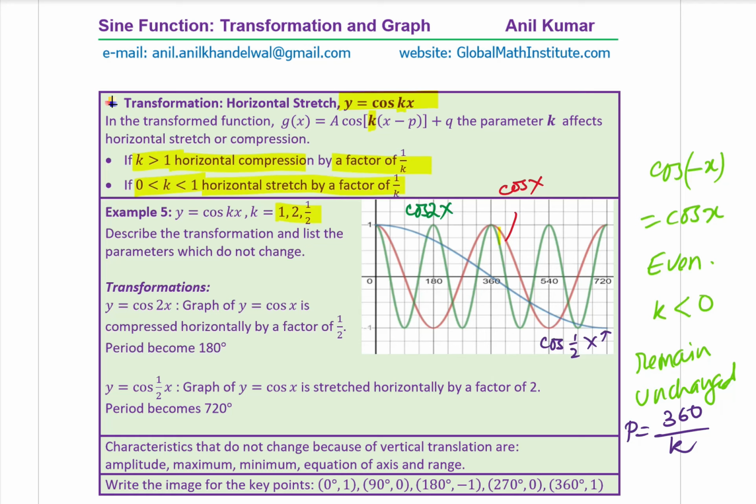I'd like you to go through this, read all the text, and then once again, we have a similar question. Characteristics that do not change for this transformation are what? Correct? These are very important things to understand. These are amplitude, maximum, minimum, and equation of axis, which will not change by a change in any horizontal parameter like phase shift.